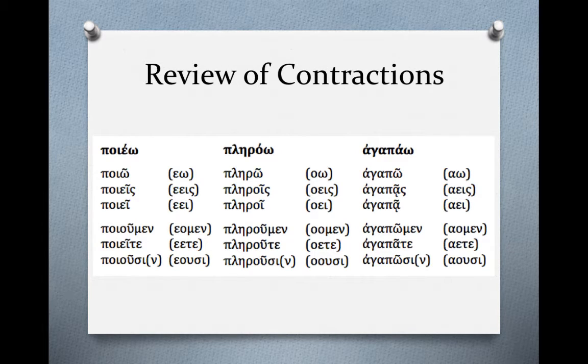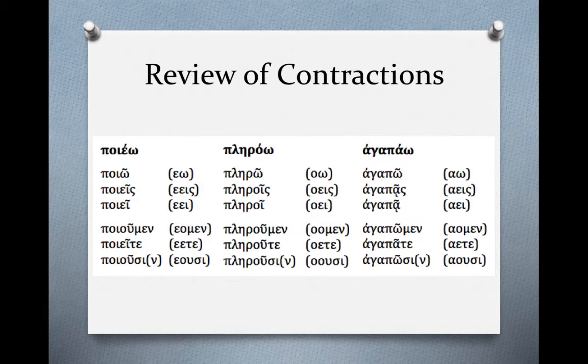So let's review these contractions before we end this review of Chapter 17. Poieo, okay, that's the lexical form. Plerao in the middle, and agapao. If we look at the first singular form of poieo, what happened there was the omega basically swallowed up the epsilon. It's kind of funny, the lexical form is poieo, but as it's written in the Greek New Testament, it'll generally be poio, and the epsilon will be kind of swallowed up by that omega. Poies, there's a simplification of the two epsilons. One of them just drops out. For the poie, the same thing happens. One of the epsilons drops out.